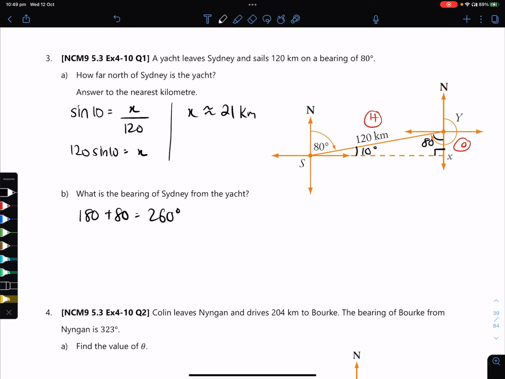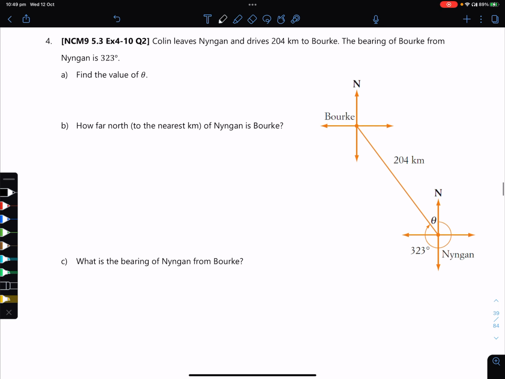Now in question 4, Colin leaves Ningen and drives 204 kilometers to Burke. The bearing of Burke from Ningen is 323 degrees. Find the value of theta. Right, theta is right here, which is the required angle to complete this whole 360 degrees. So we get 360 minus 323 and we'll get theta.